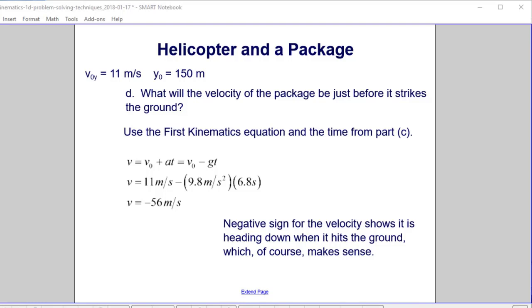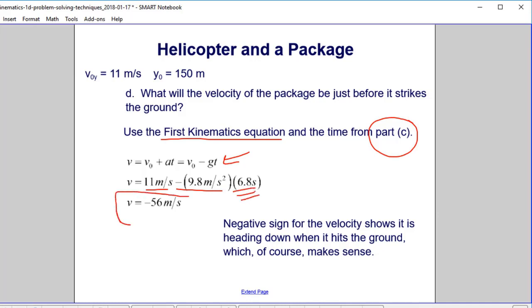What will the velocity of the package be just before it strikes the ground? We'll go back to the first kinematics equation, and we'll take the time that it's in the air that we found from part C. So it's v0 minus gt. Here's our initial velocity. Here's our acceleration, minus 9.8. And here's how long the package is in the air from part C. And we find that the package has a velocity of negative 56 meters per second, which shows that it's heading down when it hits the ground, which of course makes sense and also rhymes a little bit.